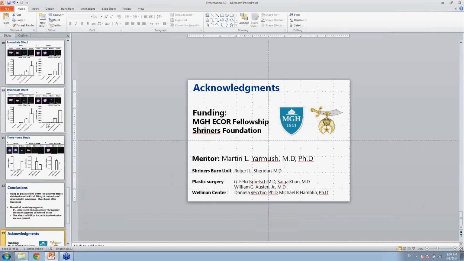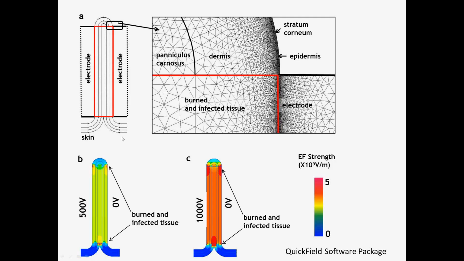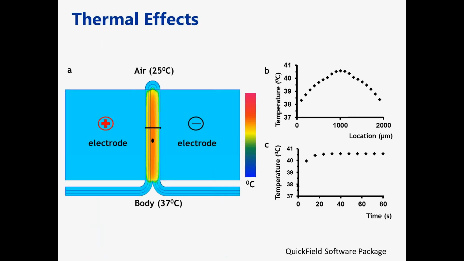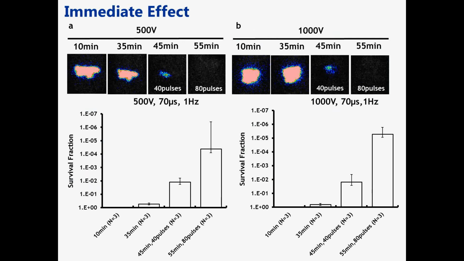Now I just exit QuickField and go back here just to show you again that we did the modeling of the electric field distribution inside our skin flap using all the properties of the skin at different applied voltages. We did the thermal effects on the skin, so we monitored the temperature and how the pulse electric fields affect it, and we see that the heating is up to 41 degrees. And then finally we did the experiment with exactly the same geometry. We applied 80 pulses during 80 seconds, and we killed the bacteria, reducing more than log 5 of the bacterial load of multidrug resistant Acinetobacter baumannii.